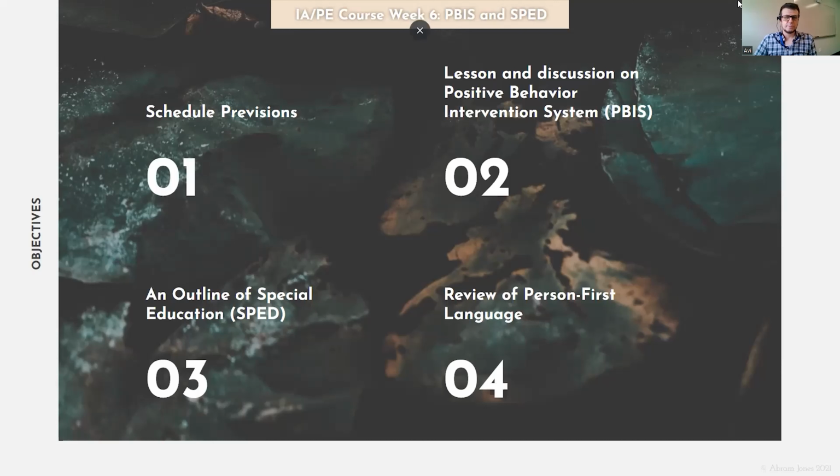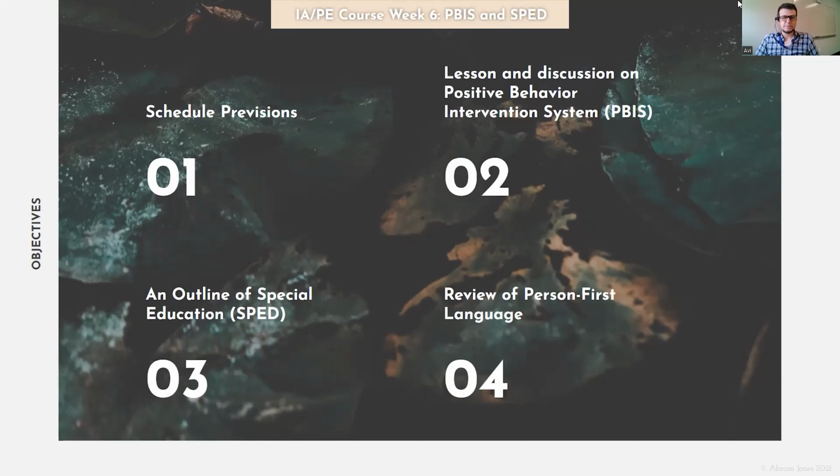Okay, these are the 4 things we'll cover in this module as far as the lectures go. The first one says schedule provisions. We want to just keep in mind the pacing of the course and when things will need to be done. Number 2, this is today. We'll do a lesson discussion on positive behavior intervention systems, PBIS. Really just a brief overview of PBIS for you.